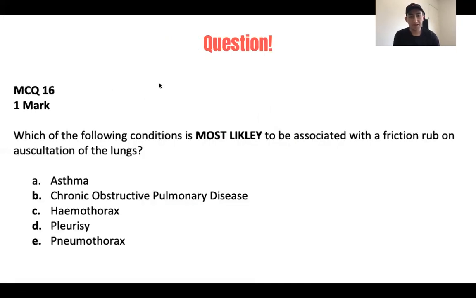Okay, so which of the following conditions is most likely to be associated with a friction rub on auscultation? Asthma, COPD, pneumothorax, pleurisy, or a pneumothorax? Yep, perfect. So the answer is pleurisy. Do you guys know what pleurisy is, or was it just the most plausible answer?